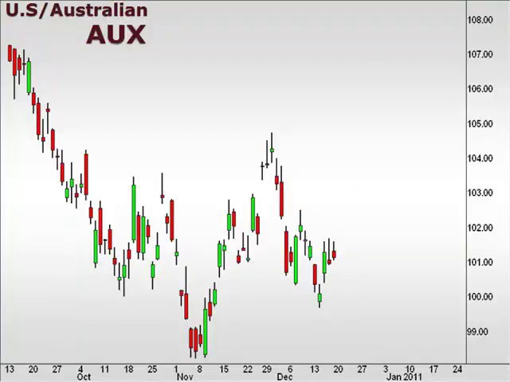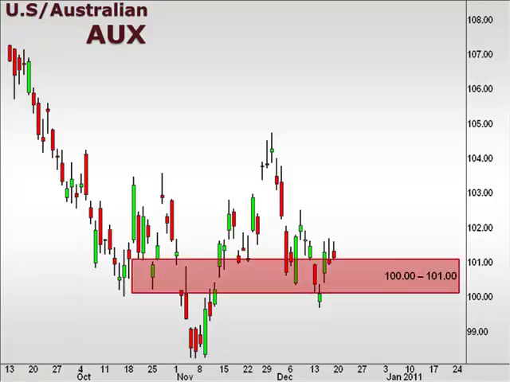Let's take a look at the US dollar versus the Australian dollar, as seen here in the ISC FX options pair value AUX. Well, the AUX held support within the 101 focal zone here, and it does appear as though there is a bullish wedge forming. Now, a break above 101.5 opens the window for a move towards 105.